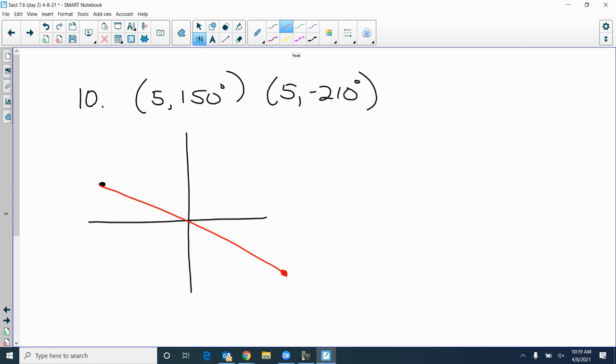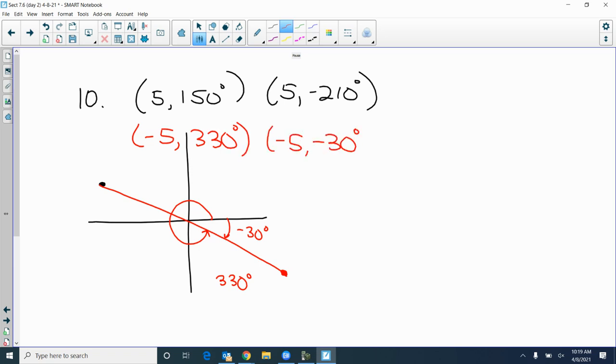Well, how do we label that angle? If you're going to go positive, it's going to be 330 degrees. If you're going to go negative, it's going to be negative 30 degrees. So your other two answers are negative 5, 330, and then negative 5, negative 30. So really you've got to figure out, all right, how do I get to this point? Because since it's negative, we'll flip it back over to the other side for that one. Does that help a little bit? So the two negatives point is just going to be the smaller angle of the negative 5 one.